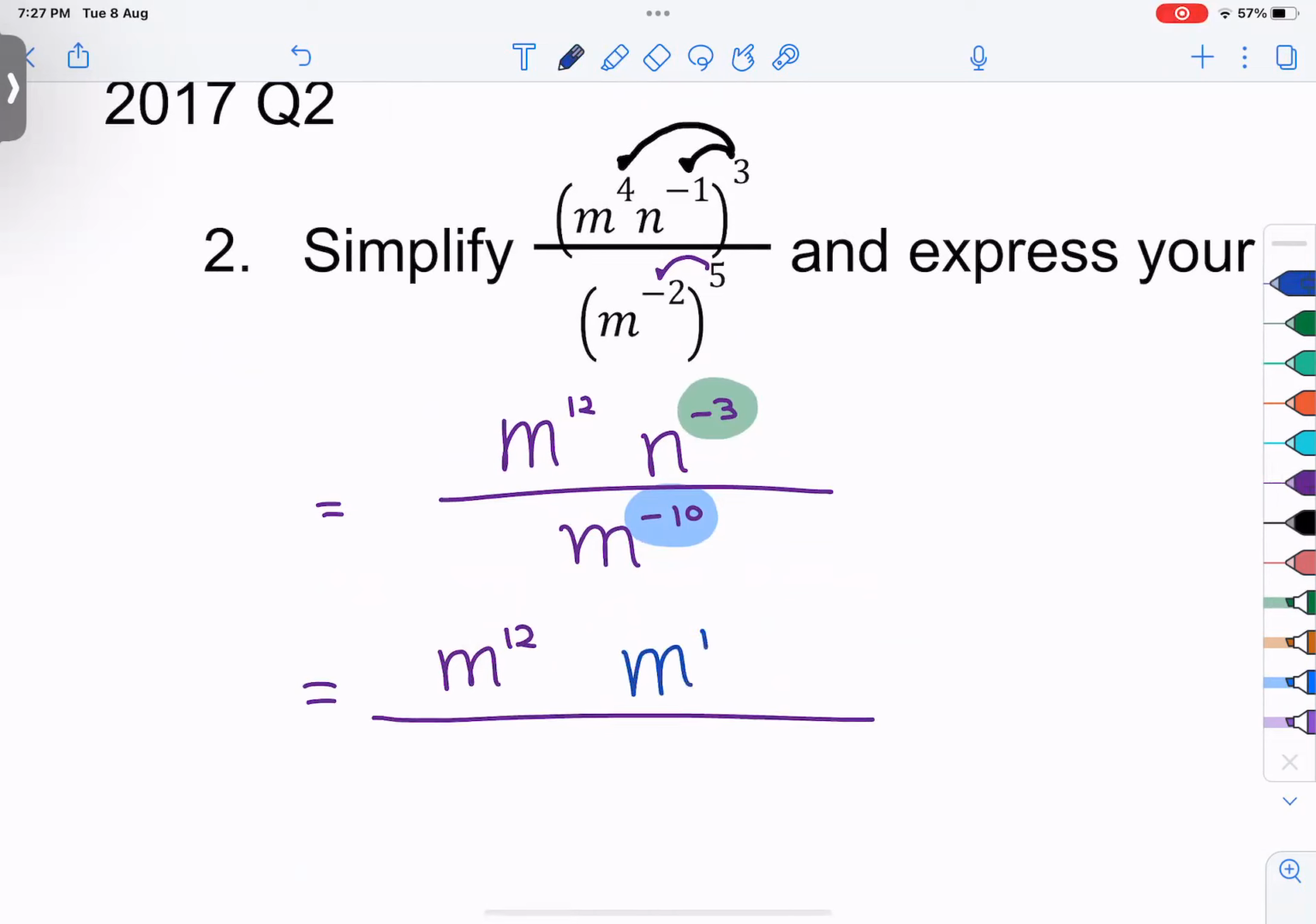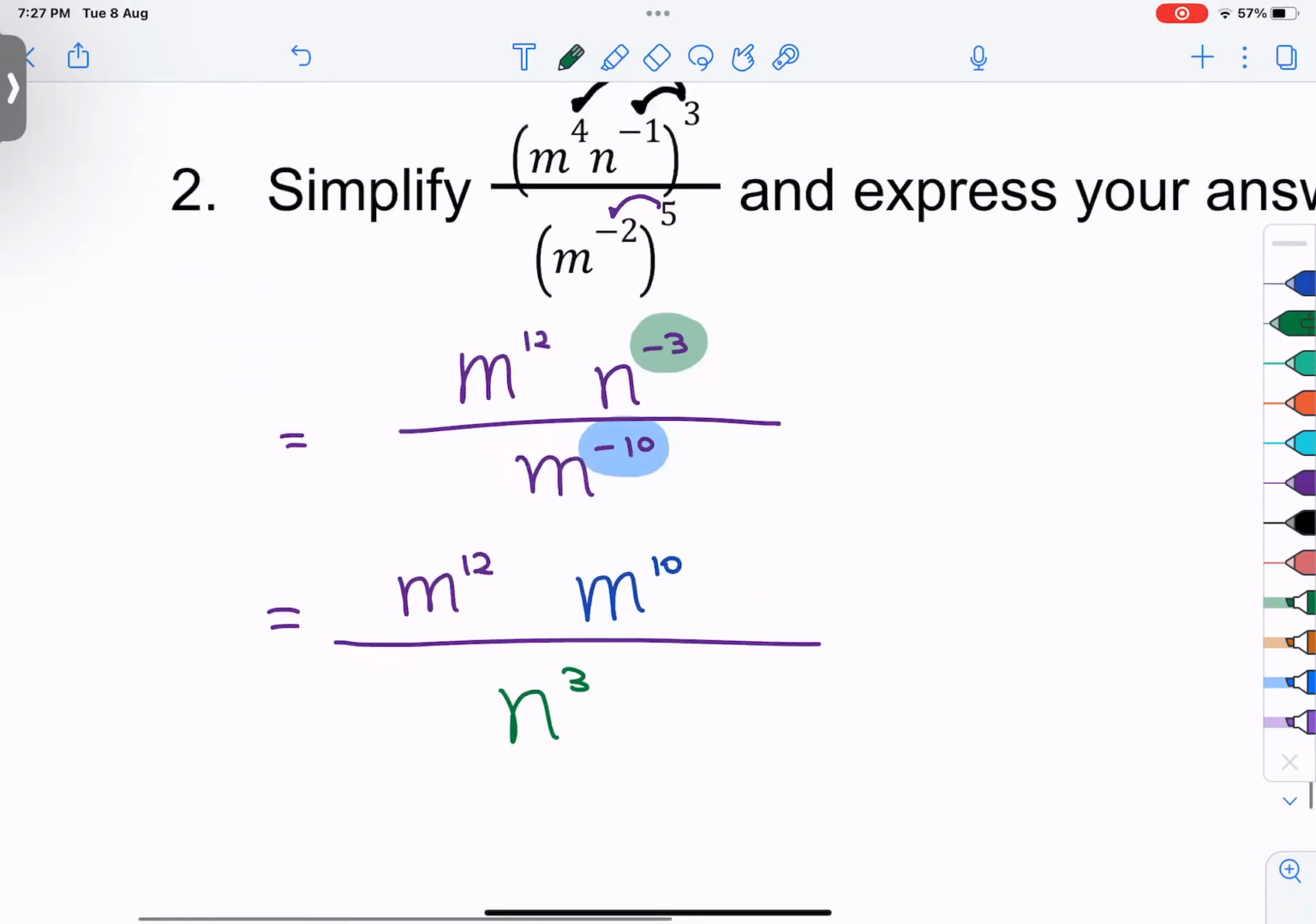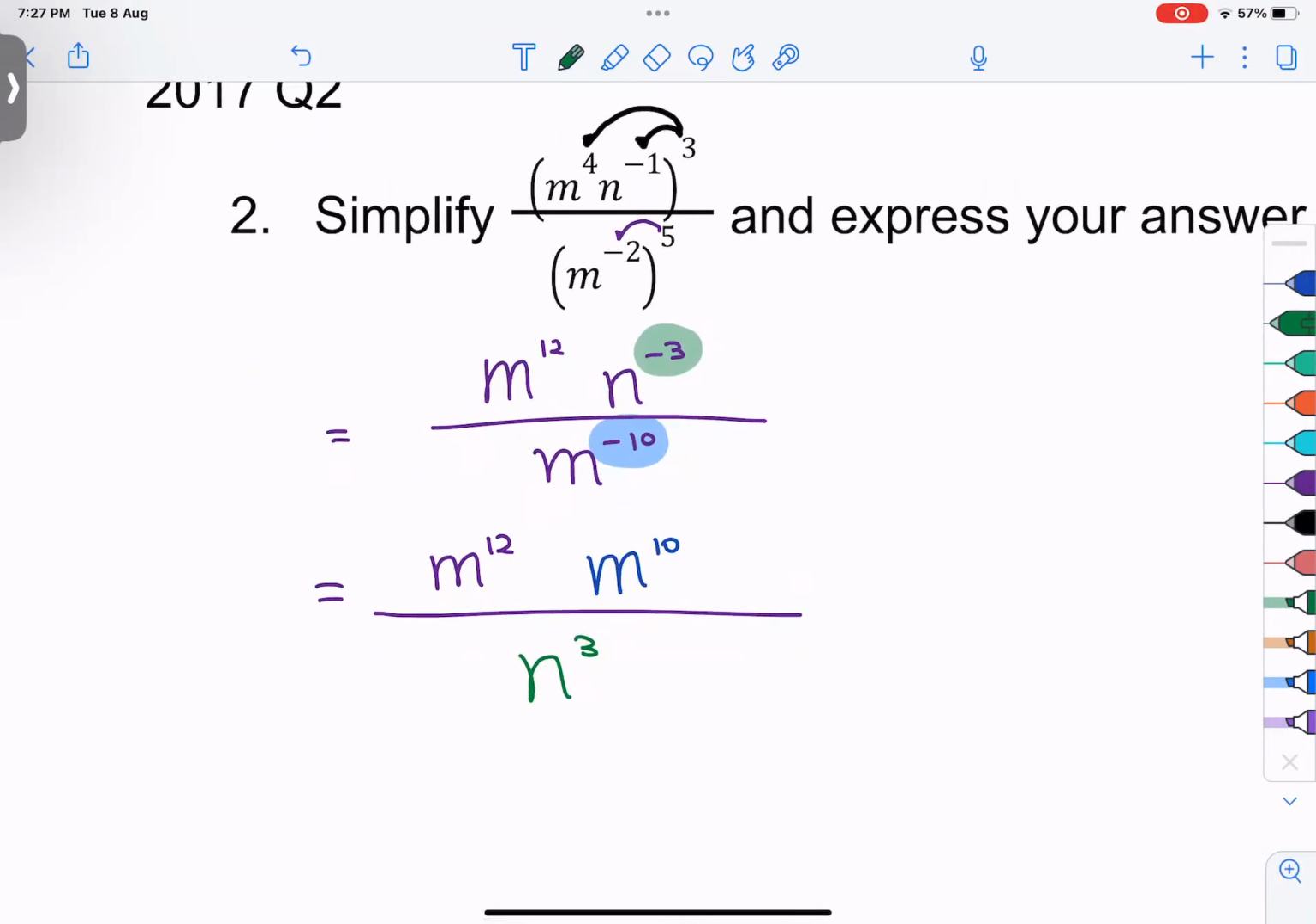So m^10 and 3. And if the unknowns are on the same stage, you can add them up together. So m^22 and 3.